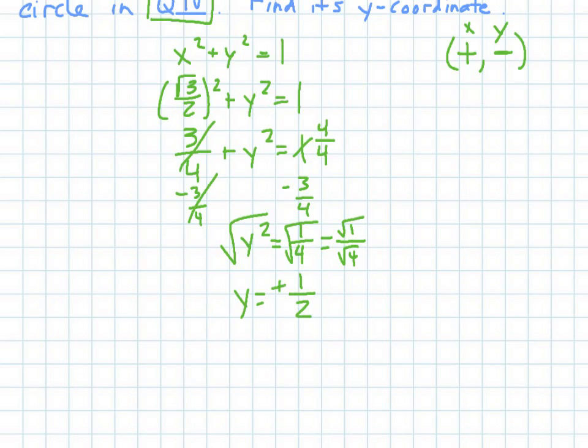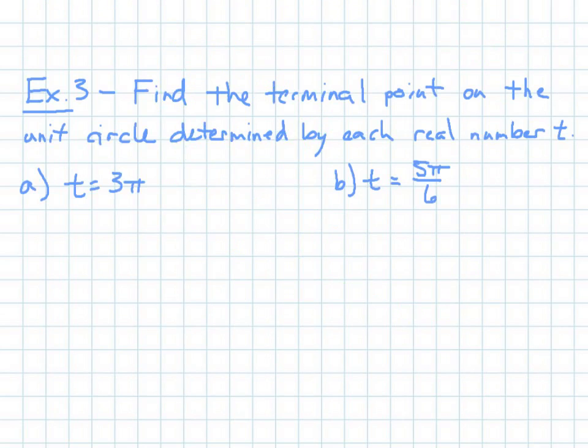plus or minus here. Because when I take the square root of both sides, I need to have plus or minus, but we don't want both answers. We want the negative answer, because that's the quadrant we're in. If we were talking about the positive one, we'd be in the first quadrant. So that means that our y must be just the negative value of the 1 half, so y equals negative 1 half for the fourth quadrant.